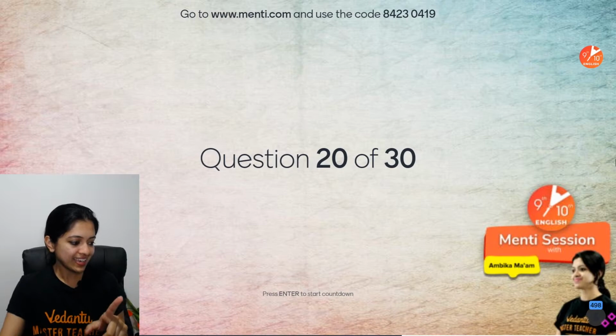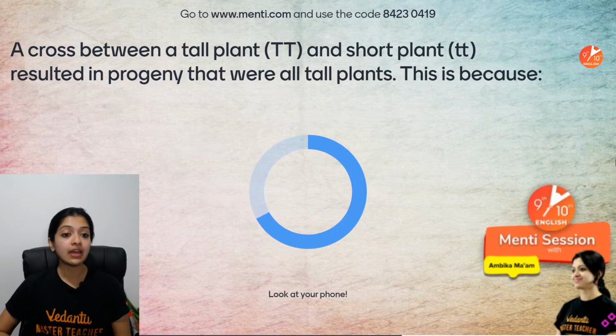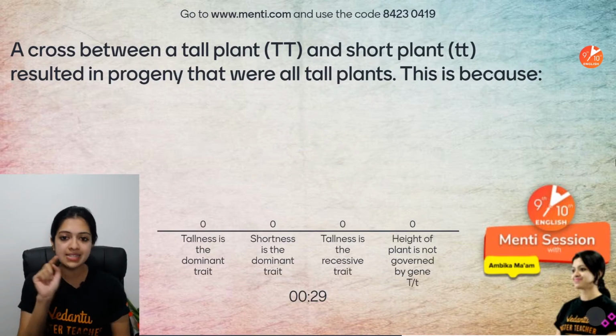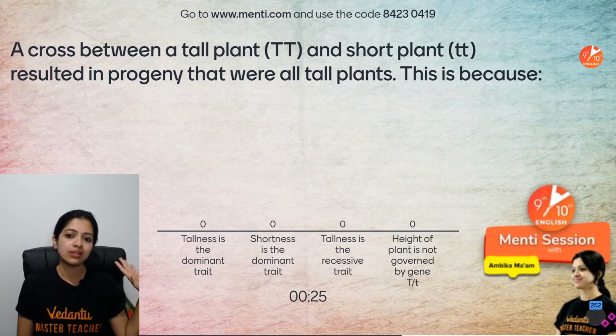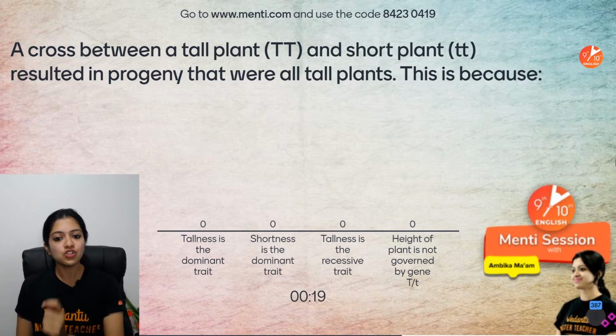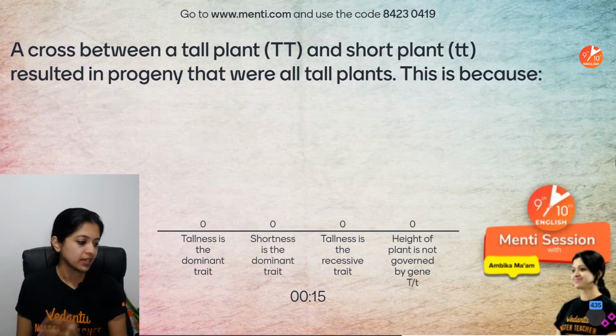All right. Right, and here comes question number 20, which is on your screen. Okay, moving on to heredity. A cross between a tall plant, capital T, and short plant resulted in progeny that were all tall. This is because, look at the options. Tallness is the dominant trait, shortness is the dominant trait, tallness is the recessive trait, or height of the plant is not governed by the gene TT.